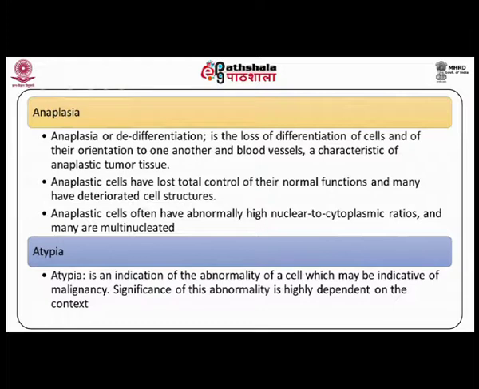First, anaplasia. Anaplasia, or dedifferentiation, is the loss of differentiation of cells and of the orientation to one another and blood vessels, a characteristic of anaplastic tumor tissue. Anaplastic cells have lost total control of their normal functioning and many have deteriorated cell structures. Anaplastic cells often have abnormally high nuclear to cytoplasmic ratios and many are multinucleated. Second, atypia. Atypia is an indication of abnormality of a cell which may be indicative of malignancy. Significance of this abnormality is highly dependent on the context.